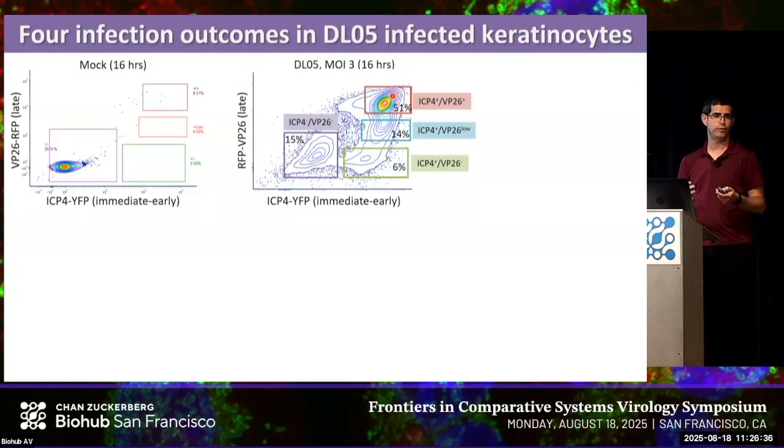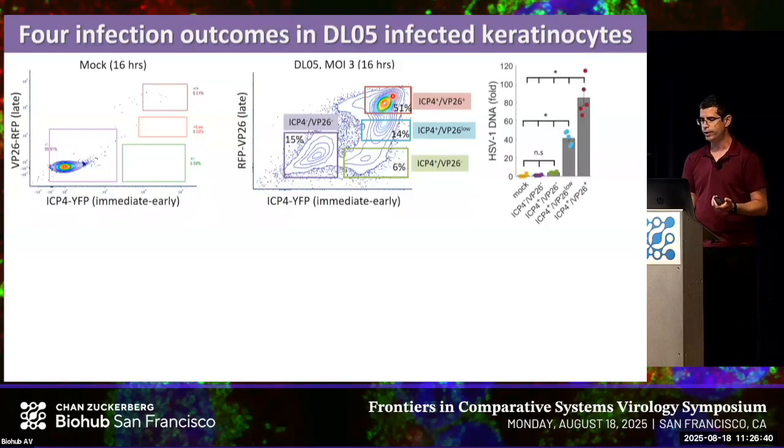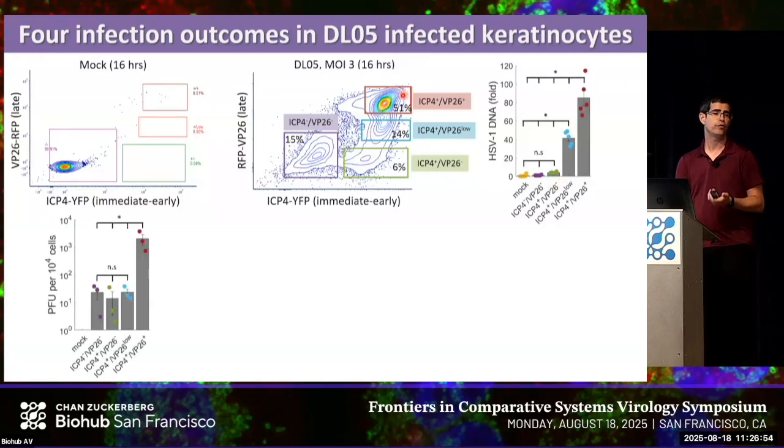We can take out these 4 different subpopulations by FACS and do all kinds of measurements. We can look at viral DNA replication, and as you expect, cells that don't express viral protein don't replicate the viral genomes. Those that only express the early proteins don't replicate the viral genome. Here you have some viral DNA replication, and here you have more. And when we check for actual progeny production, these here are the only ones that are producing progeny. So all of these are abortively infected cells.